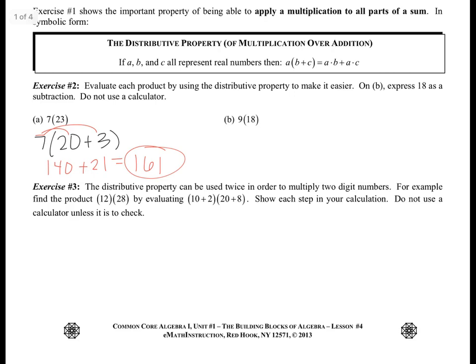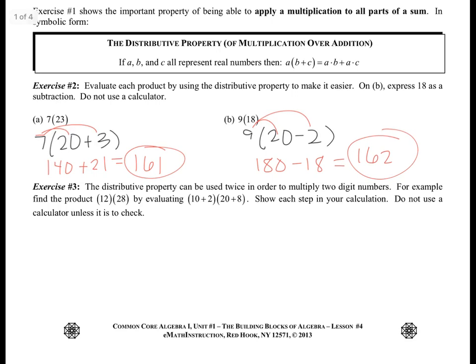It asked you to do 18 as a subtraction. So what that looks like is 20 minus 2. 9 times 20 is 180 minus 9 times 2 is 18. And 180 minus 18 is 162.